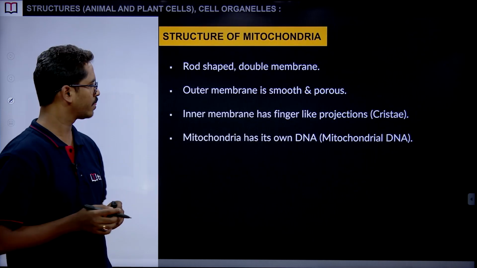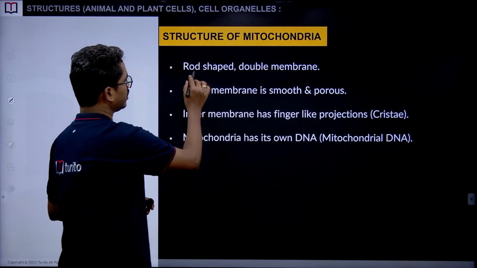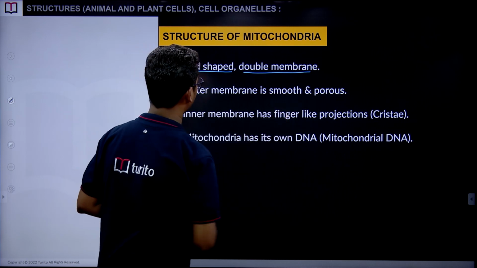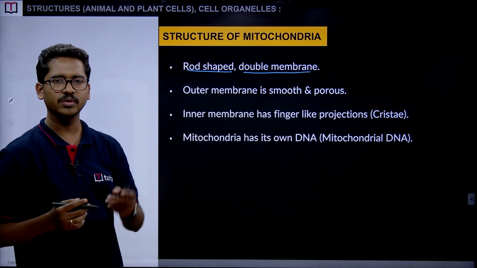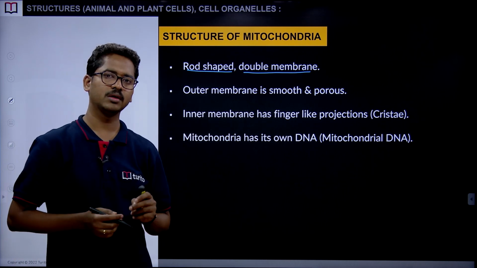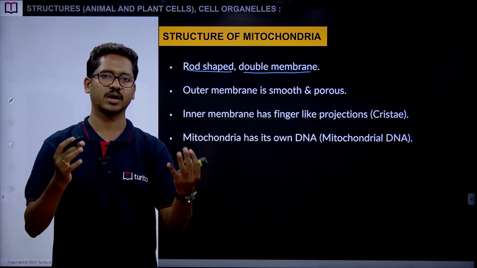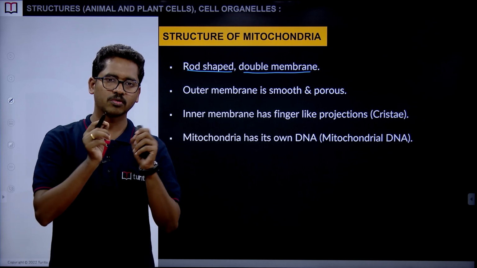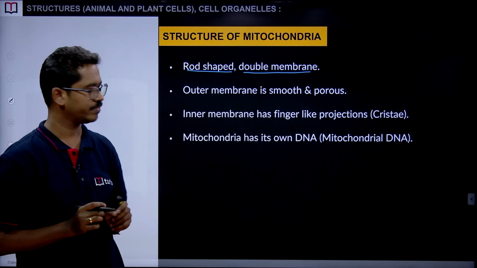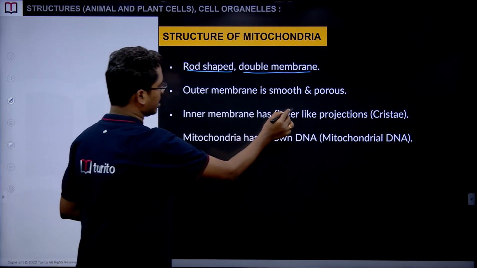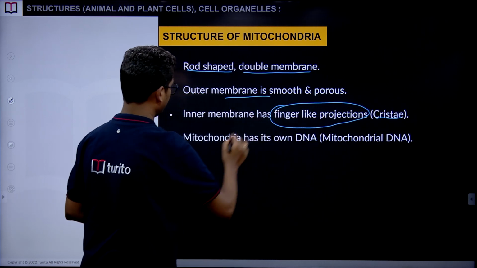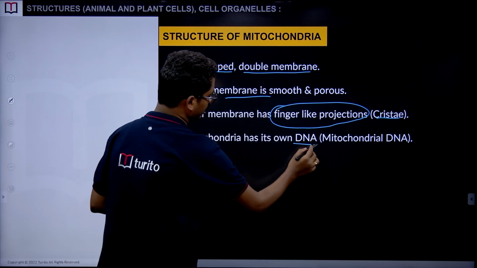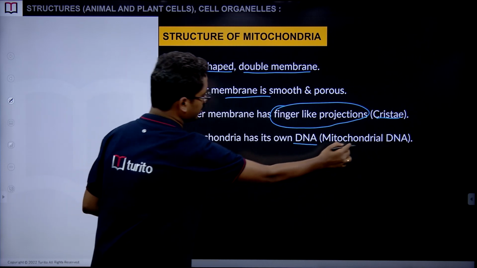Now, you see it is actually a rod shaped and double membraned organelle. Because I said double membrane, it has two membranes, okay. The outer membrane is smooth and has small pores on its surface, okay, and the inner membrane has finger like projections known as cristae, okay. And the mitochondria has its own DNA which is known as mitochondrial DNA.